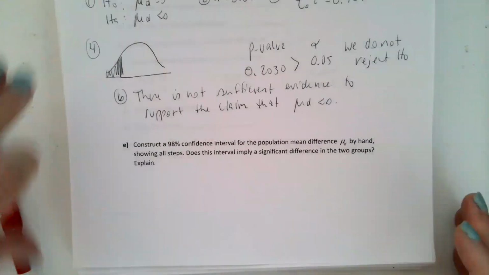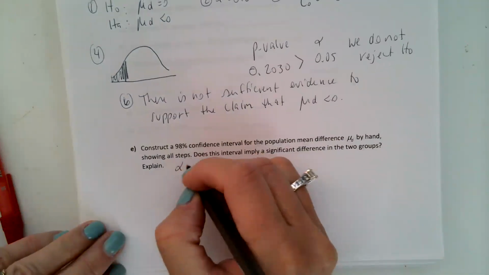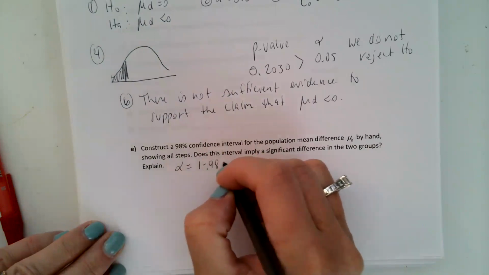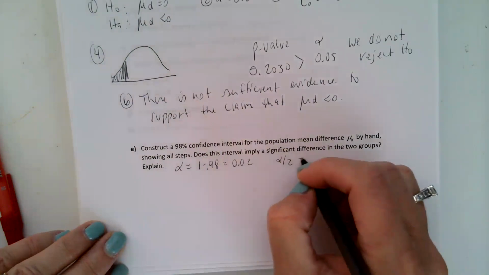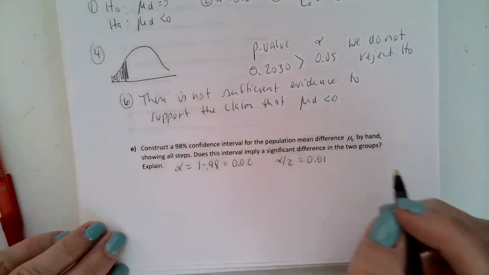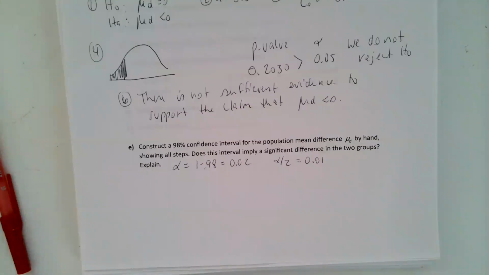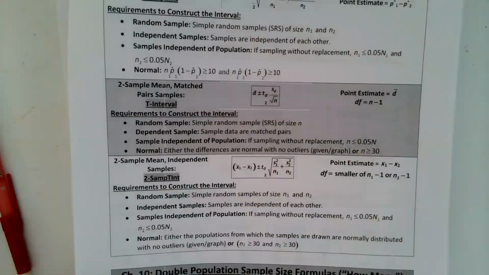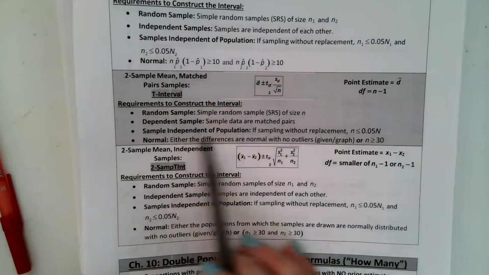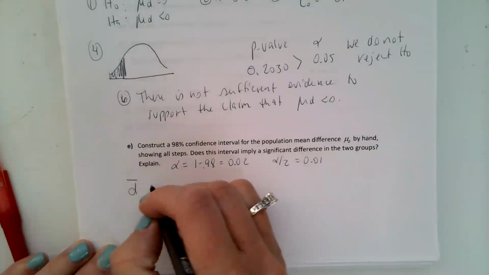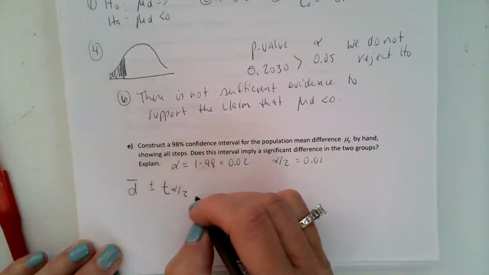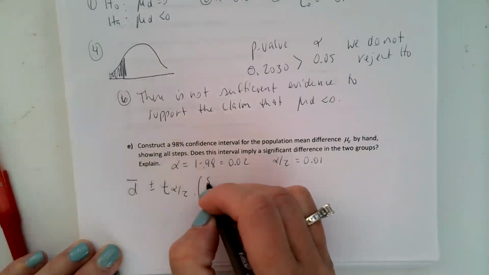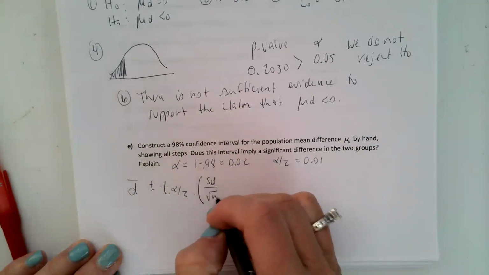Now it says construct a 98% confidence interval. So our alpha is 1 minus 0.98. So alpha is 0.02. And alpha divided by 2 will then be half of that. Our formula is in the chapter 10 formulas, but it's really just going back to the single mean confidence interval formula. So we're going to be using this again with a T alpha divided by 2, and then our standard deviation of the differences and square root of n.